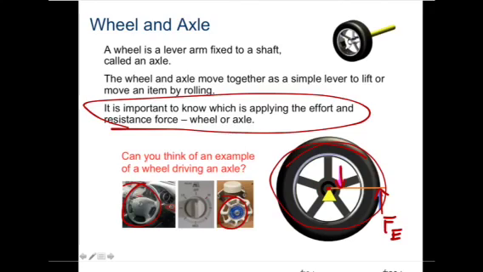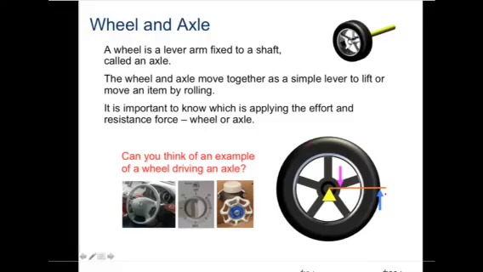But sometimes, like in a car, the force of the effort comes from the drive shaft, which goes through the axle. So in that case, this would be the force of the effort, and the resistance comes from the street. So that would be the force of the resistance. So it's important to know which is applying the effort and the resistance. If you're trying to twist the wheel, then the effort is out here. If you're trying to twist the axle, like with an engine, then the effort is in the axle. So there you have that. We move on.